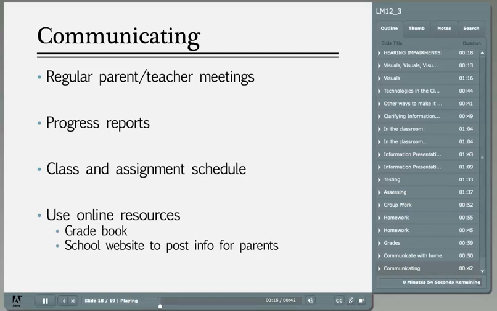Other ways to keep parents informed of their child's progress in education is by sending home an assignment schedule or agenda of each class. In this age of technology, there are also several online resources that can be tapped into to facilitate home-school communication, such as online grade books, syllabuses, and websites. These are quick and easy ways to keep parents and students informed and involved.